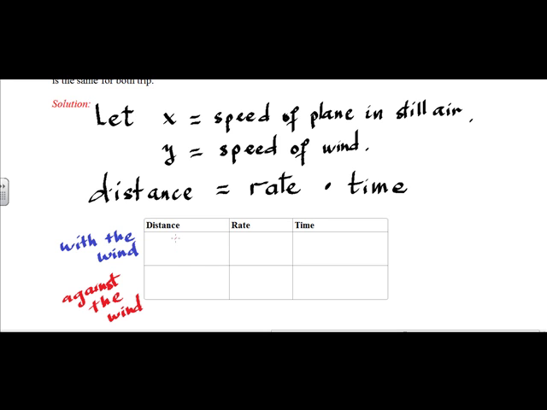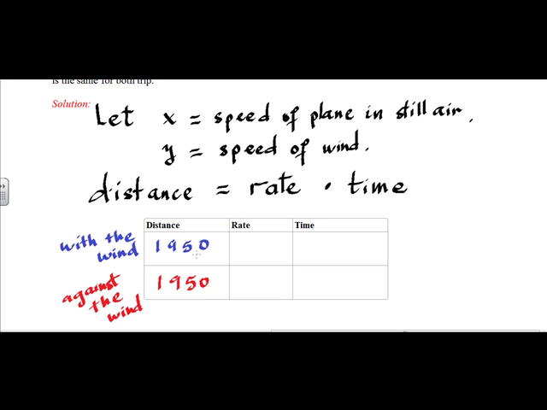The second box stands for the second. The first row is with the wind. The second row is against. Two blue for with the wind. The distance is 1950. That is the distance. It's the same for both of them. So are you reading right here? It's the same for both of them.